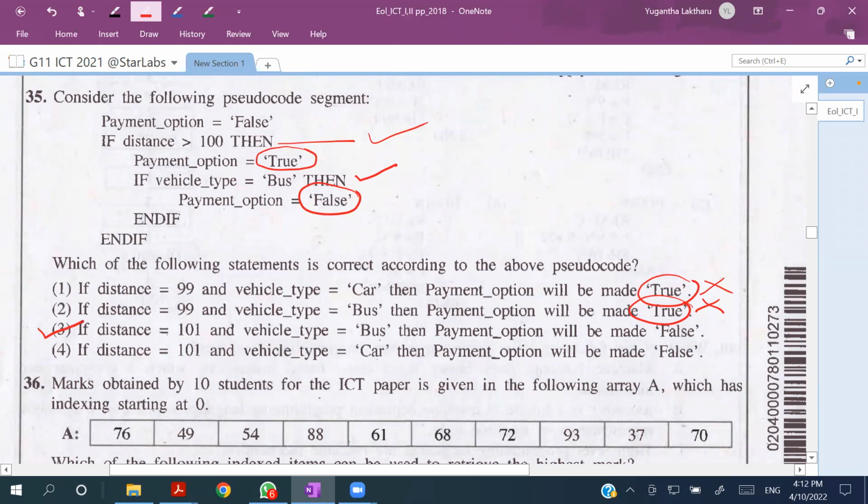The fourth one is wrong. It is because even though the first condition is true, if the vehicle type equals car, this is going to be false, right? That means from here it comes over here. Once it reaches here, it directly reaches this end if, and then the program is done. So that means it will remain true if the vehicle type is not equal to bus. So this says false, so it is incorrect. So the third one is going to be the answer.